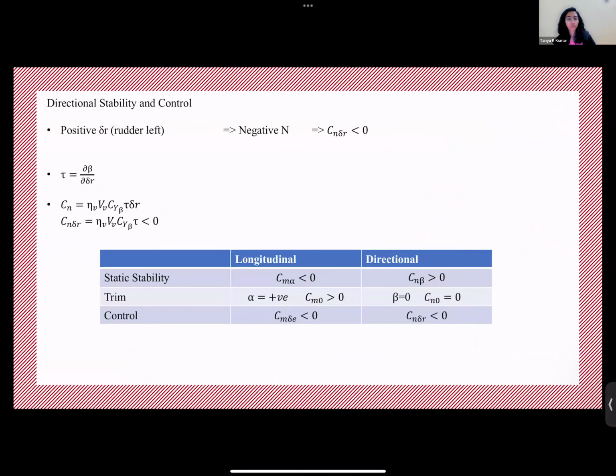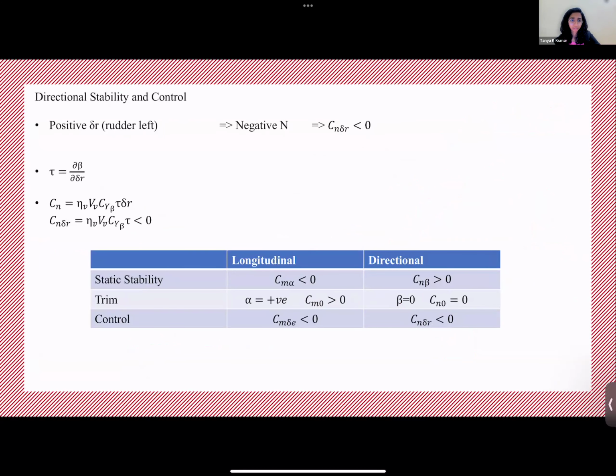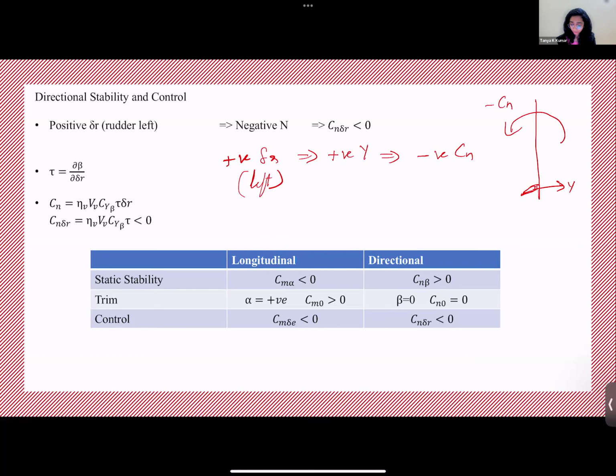Now going to the control aspects for positive rudder deflection. We just discussed this. So if I deflect the rudder towards the left, so positive delta R, that is left, gives you positive Y and gives you negative Cn. It's a negative yawing moment, right? If I deflect my rudder this way, it produces Y, produces a negative Cn. Okay, so your Cn delta R will be less than 0.